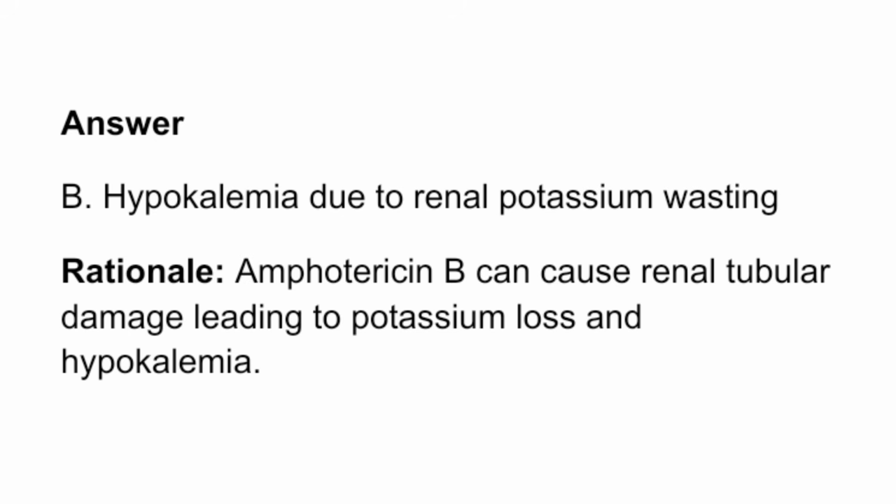Answer. B. Hypokalemia due to renal potassium wasting. Rationale. Amphotericin B can cause renal tubule damage, leading to potassium loss and hypokalemia.